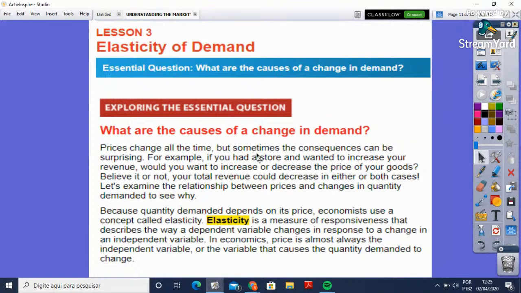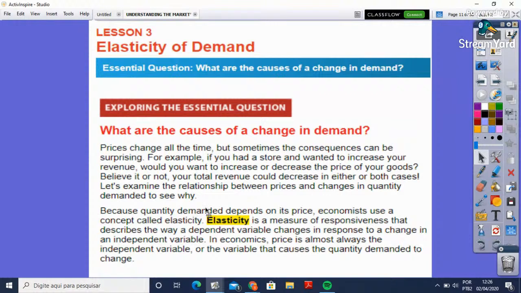Believe it or not, prices change all the time. But sometimes the consequences can be surprising. It's not what we expect. Imagine this. If you had a store and you wanted to increase your revenue, okay, would you want to increase or decrease the price of your goods? Which one would you choose? Believe it or not, your total revenue at the end could decrease in either case. You can decrease or increase, okay? And that's why it's so important for us to understand elasticity of demand, okay?